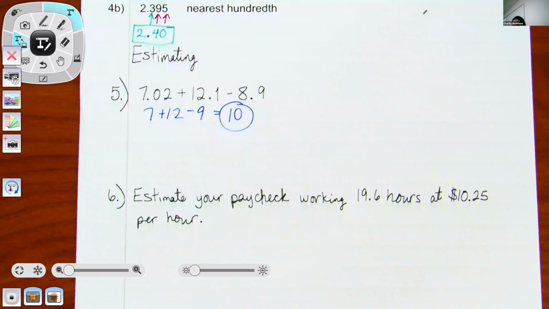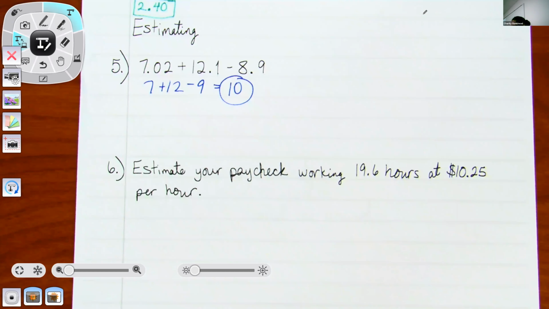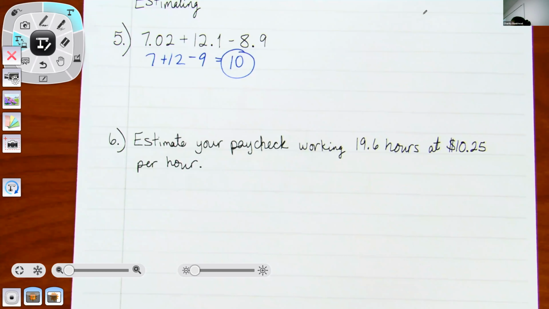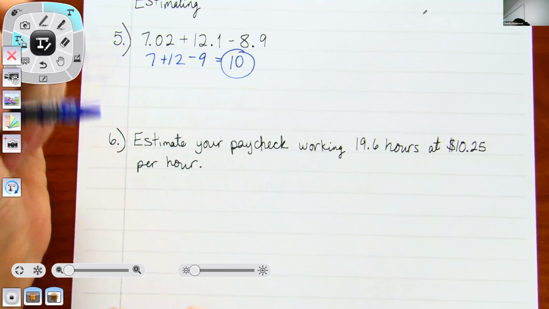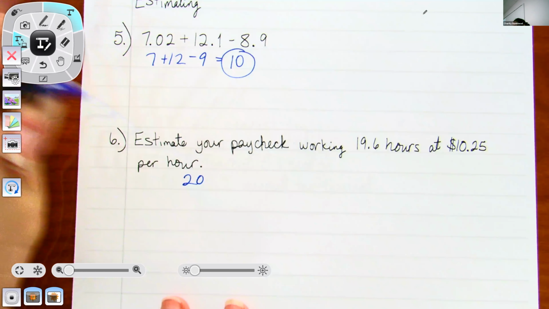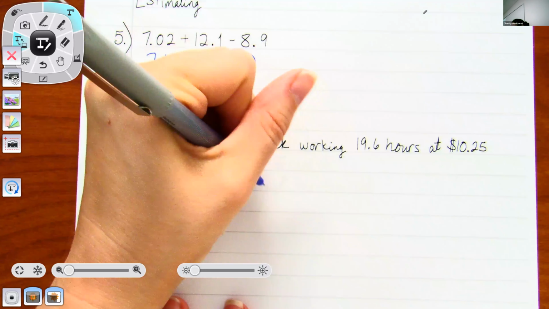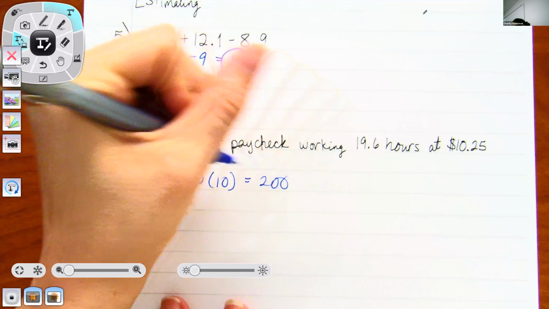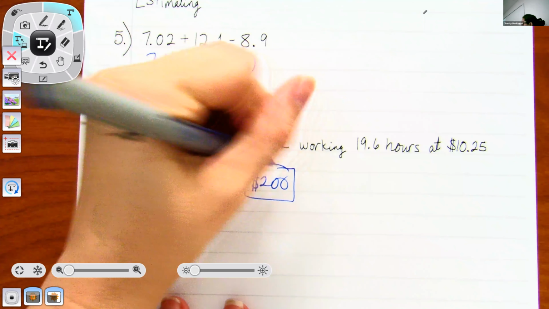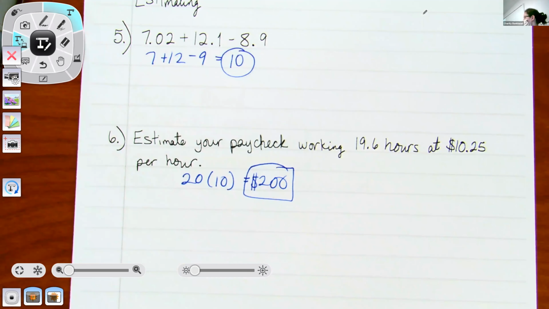And then the same thing with number 6. Estimate your paycheck working 19.6 hours at $10.25 an hour. So what you could do here is just round that to 20 hours, $10 an hour. 20 times 10 is $200. Basically they want you to round your numbers off to something that's really easy to calculate without even using a calculator.